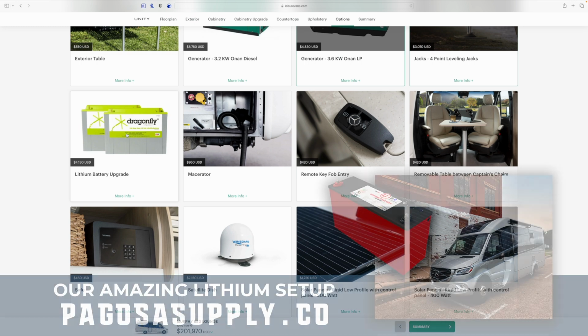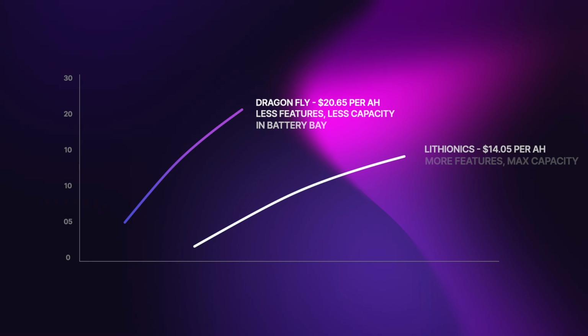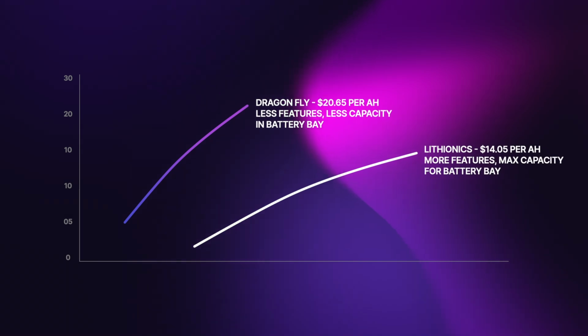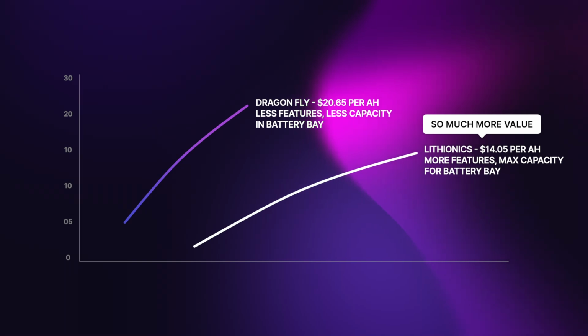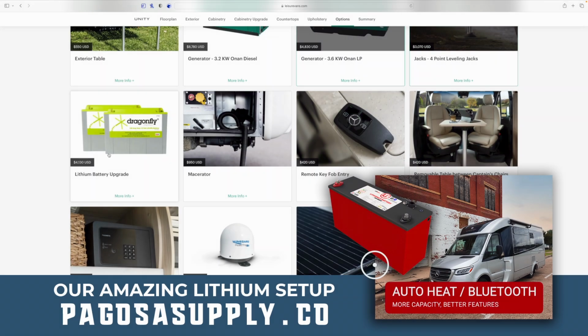Again, we have a Lithionics, so basically this is about $20, $21 per amp hour. A Lithionics 320 with a built-in heater that doesn't require you to hit a switch. It's automatic using the BMS, so you're not going to have human error that's going to damage your batteries if you forget to turn the heater on. The Lithionics also has Bluetooth built in, so you don't need a smart shunt, which you'd have to add to see what's going on with these batteries, and that's about $130, $140.